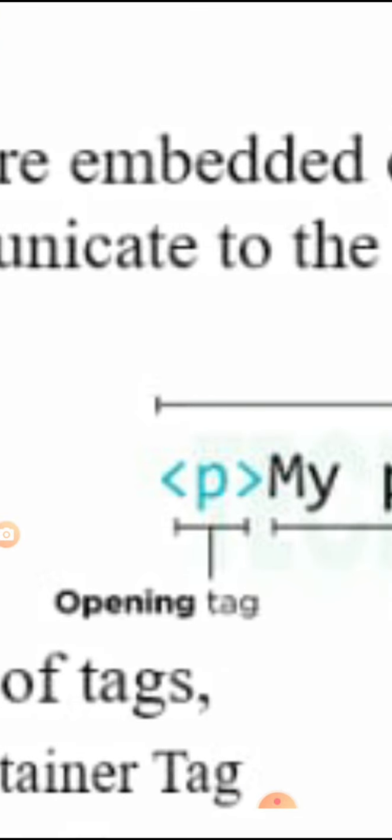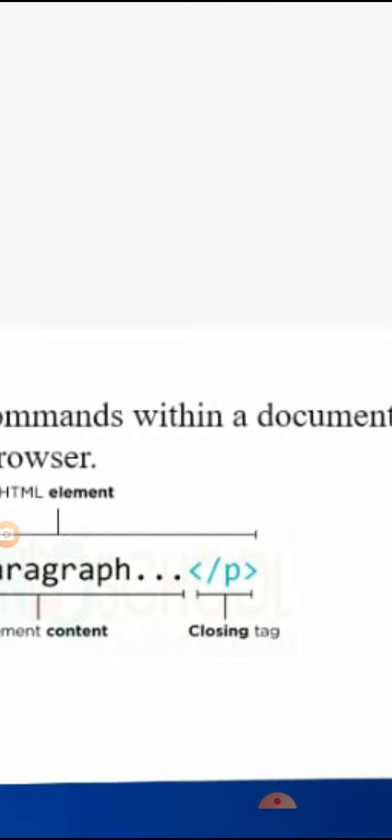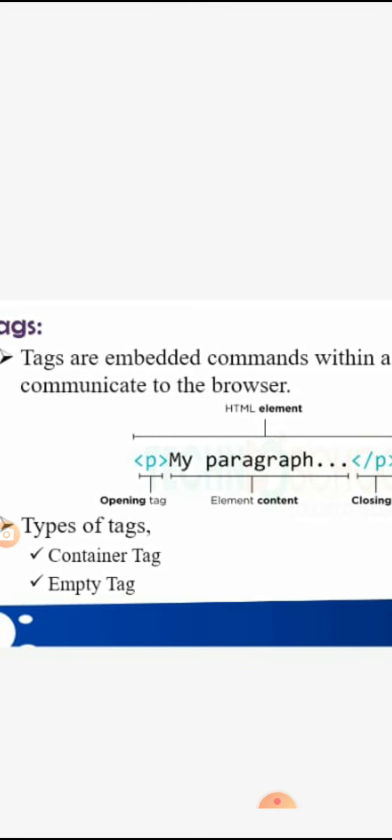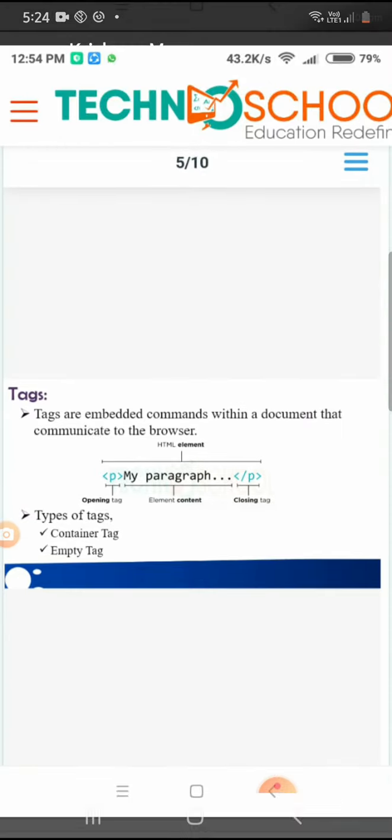P means paragraph, you all know that. Next one, it is closed with /p, that is the closing tag, /paragraph. Okay, now there are two types of tags. One is the container tag and the next one is your empty tag. First one is the container tag and next is your empty tag. Let's see what is a container tag and what is an empty tag.